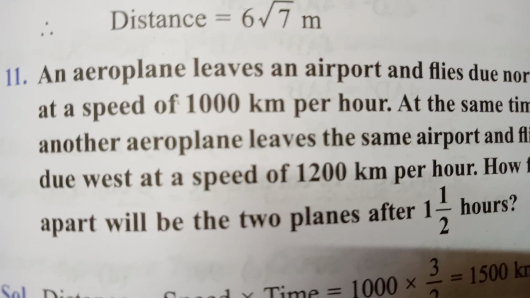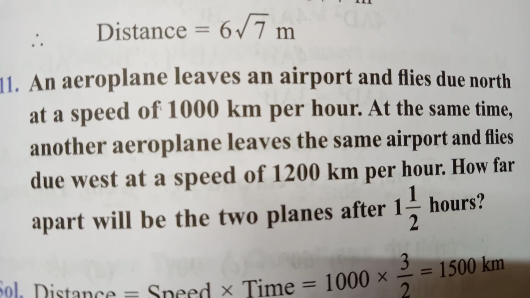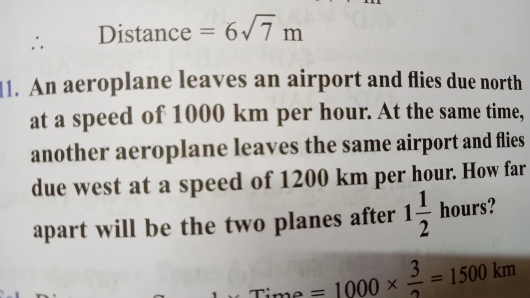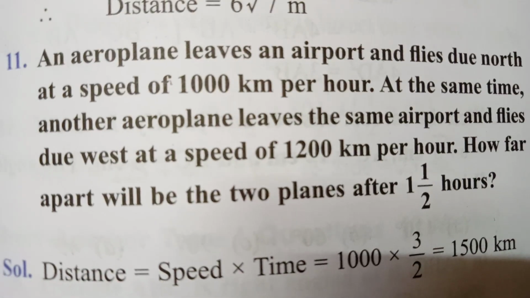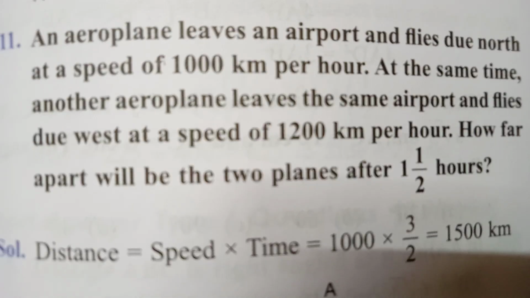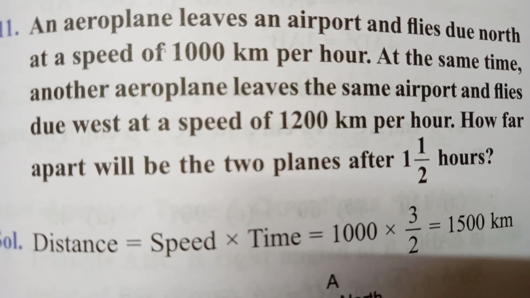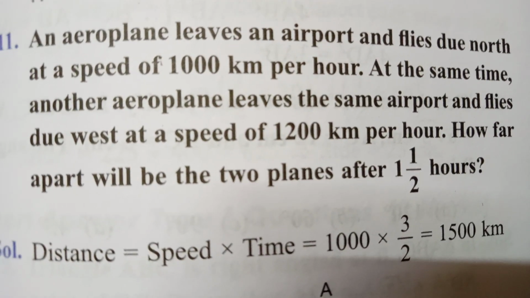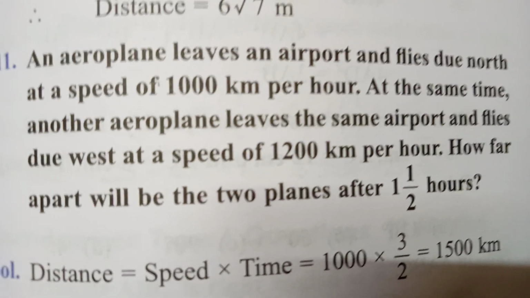Let us see question number 11. An aeroplane leaves an airport and flies due north at a speed of 1000 km per hour. At the same time, another aeroplane leaves the same airport and flies due west at a speed of 1200 km per hour. How far apart will the two planes be after 1.5 hours?